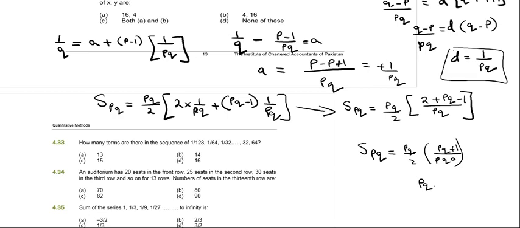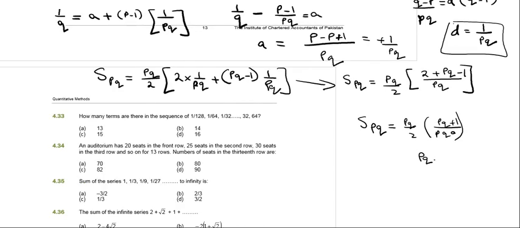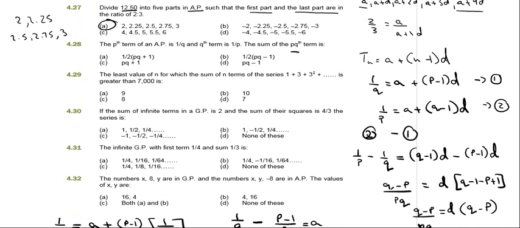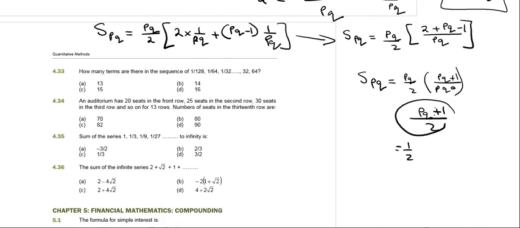Sorry, this is minus. Okay, it's fine. pq and pq will cancel out, so we will have pq plus 1 divided by 2, or it can be written as 1 divided by 2 common pq plus 1. So our answer to 4.28 will be A, 1 divided by 2 into bracket pq plus 1. Moving on to 4.29.